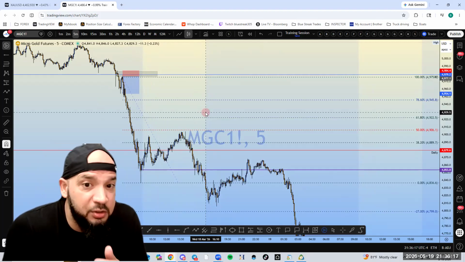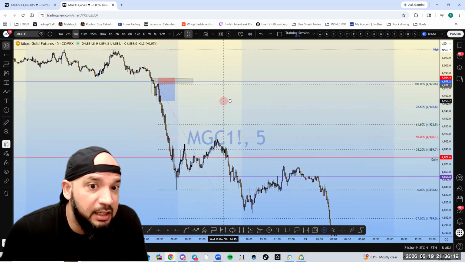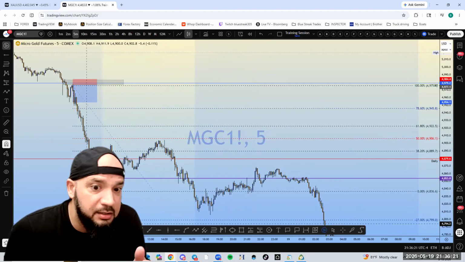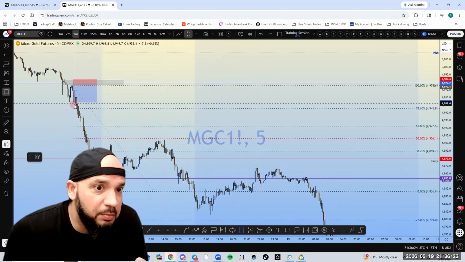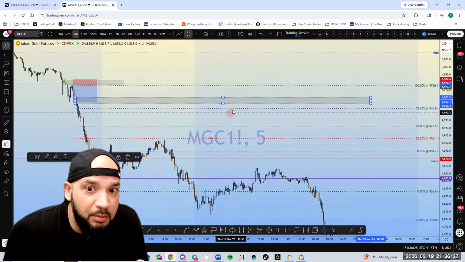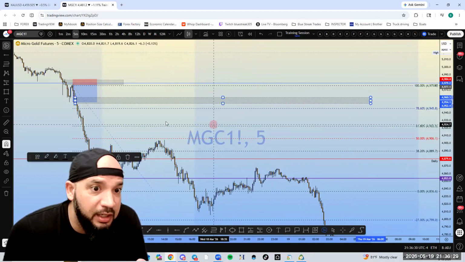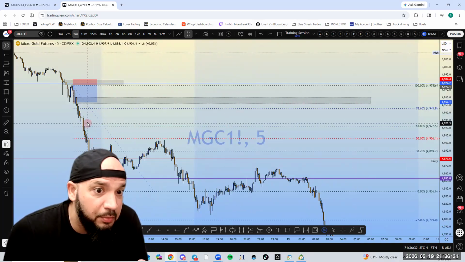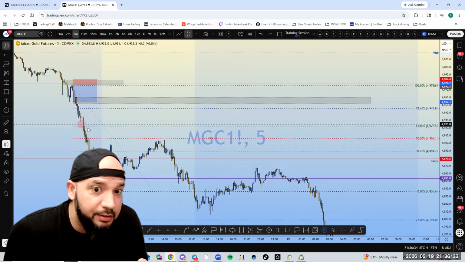Because it could be that it just wants to get to the 786. And look what's sitting up here in this case. There's an order block sitting up here. Price could really just want to come all the way up here if it passes the 618, where there's nothing in market structure. So it could just be filling up this imbalance right here and coming to this order block to go down.